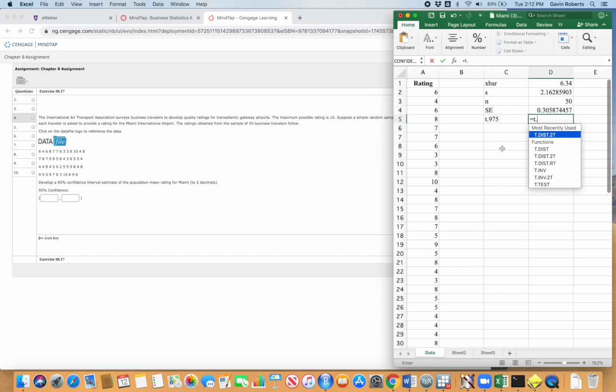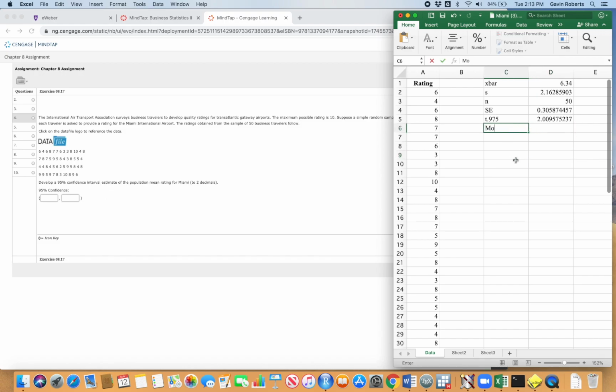Equals t dot inverse. This function, we feed it a probability to the left. That's why I wrote 0.975 right there. Then it wants degrees of freedom. Something you just have to remember is degrees of freedom are the sample size minus 1 for a t distribution. Close parentheses. We got to go 2.009575237 standard errors above the mean in a t distribution to get 97.5% to the left. That's how far we got to go.